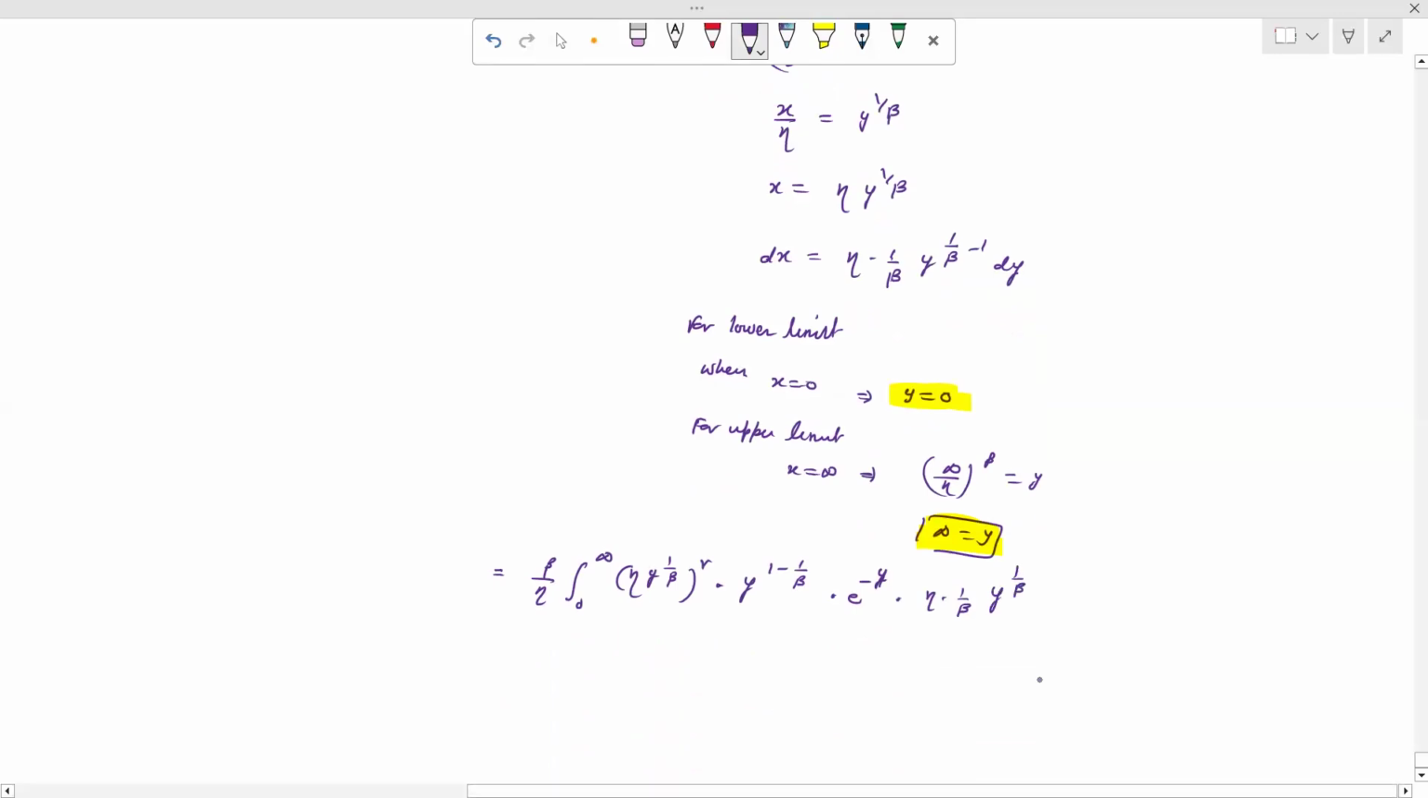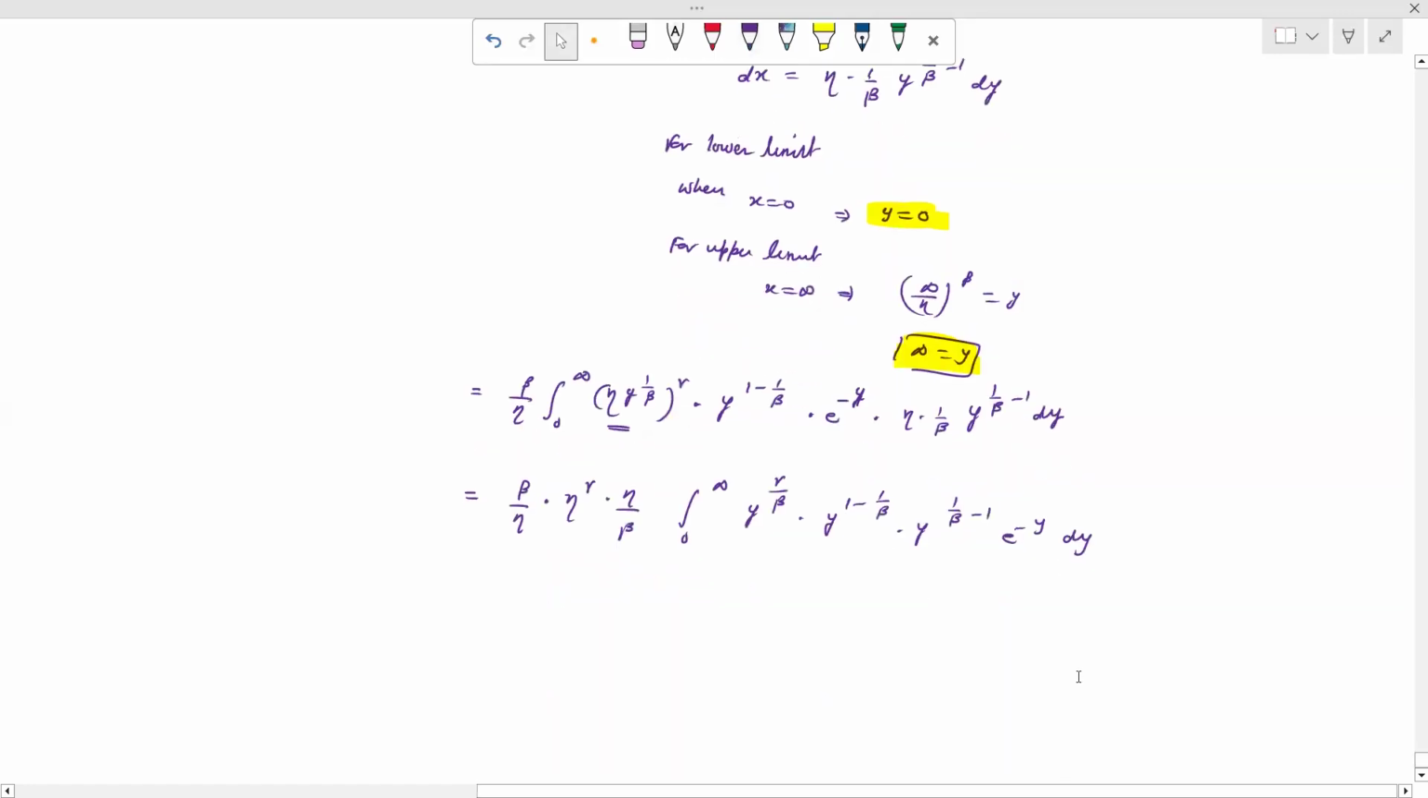y raised to the power 1 upon beta minus 1 into dy. So we can write this as beta upon eta. In this, eta raised to the power r we take outside the integration from the first term. Here we have eta upon beta, integration 0 to infinity, of y raised to the power r upon beta into y raised to the power 1 minus 1 upon beta, y raised to the power 1 upon beta minus 1, and e raised to the power minus y into dy.